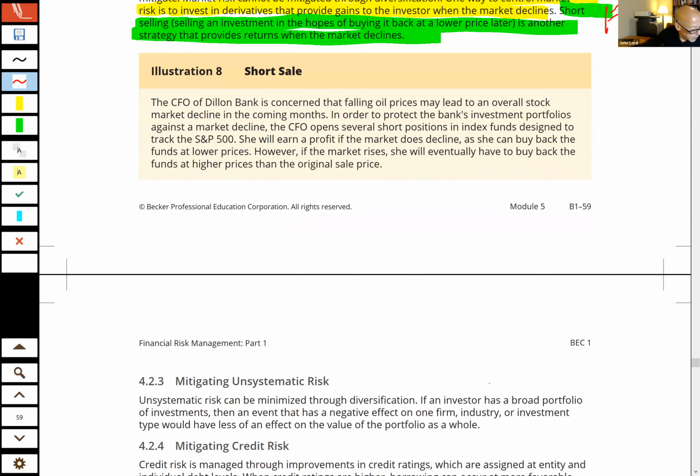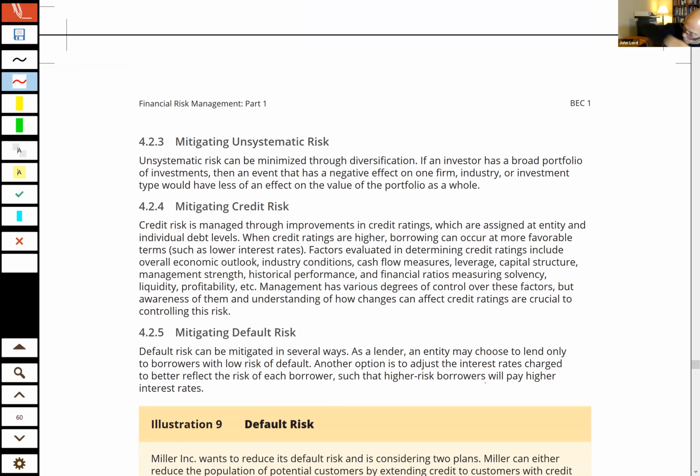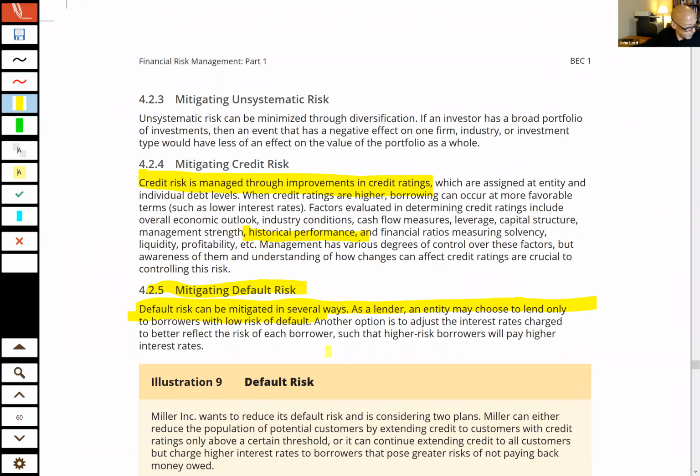Let's come over and where were we? Mitigating credit risk. Okay, I just want to look at mitigating credit risk here. Mitigating credit risk is managed through basically looking at someone's credit rating. And of course, you're looking at their historical performance. Default risk can be mitigated several ways. As a lender, an entity may choose to lend only to borrowers with low risk of default. And again, you could be looking at some sort of historical performance on that.